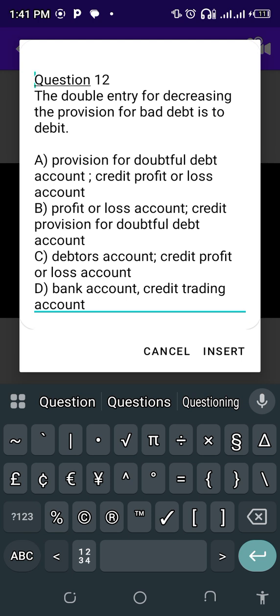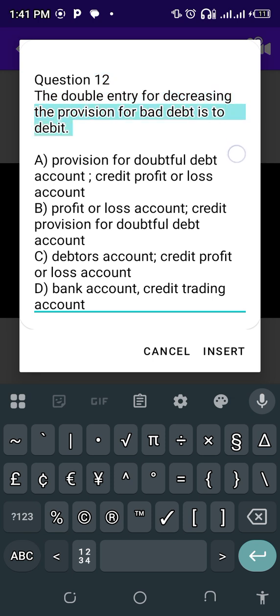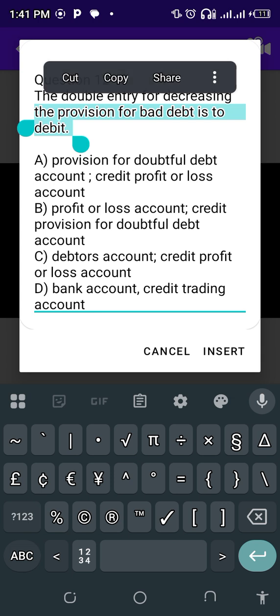Let us look at the options. The double entry for decreasing the provision for bad debt is to: A, debit provision for bad debt account, credit profit or loss account. B, debit profit or loss account, credit provision for bad debt account. C, debit debtors account, credit profit or loss account. And D, debit bank account, credit trading account.